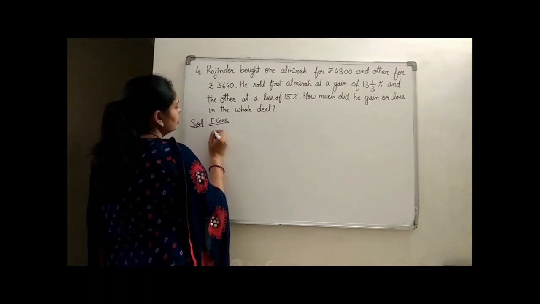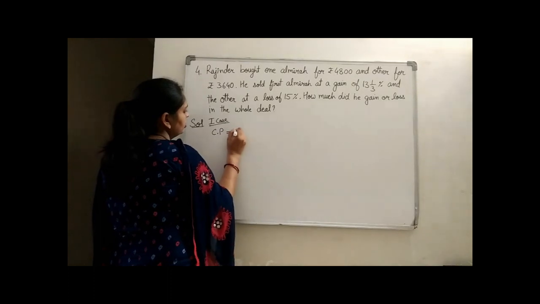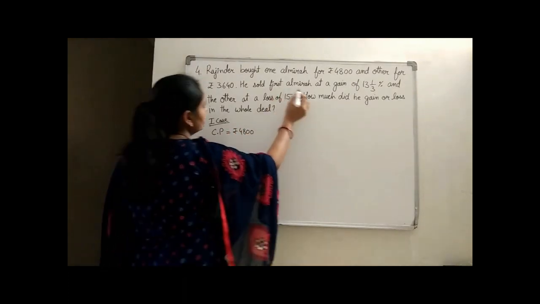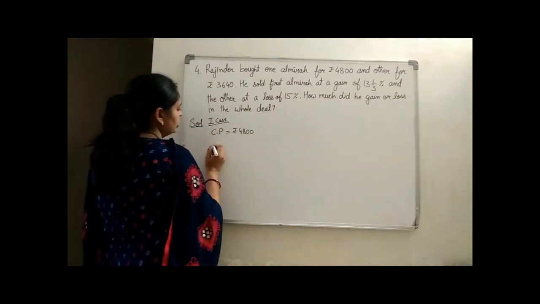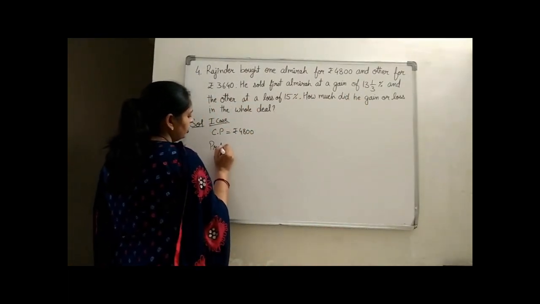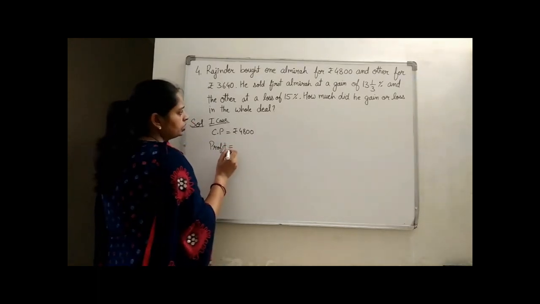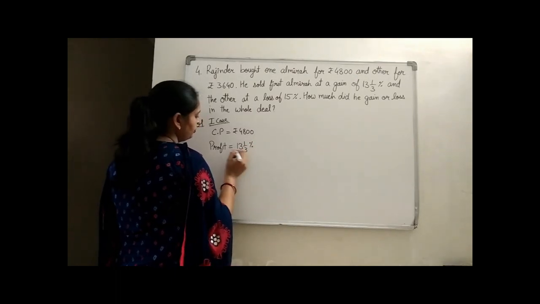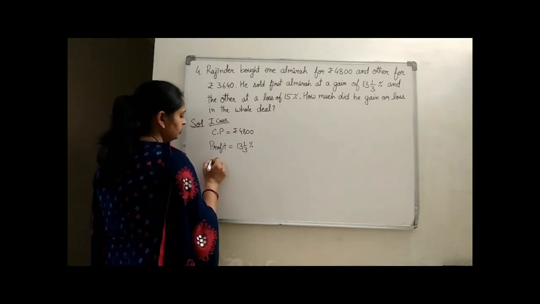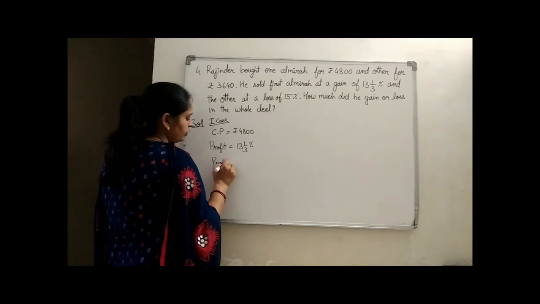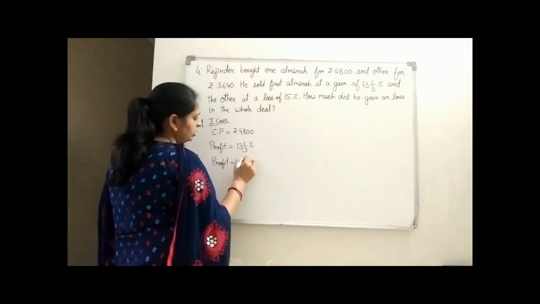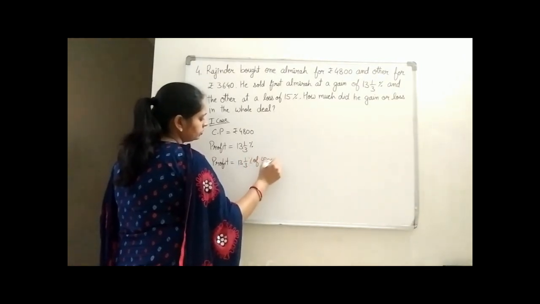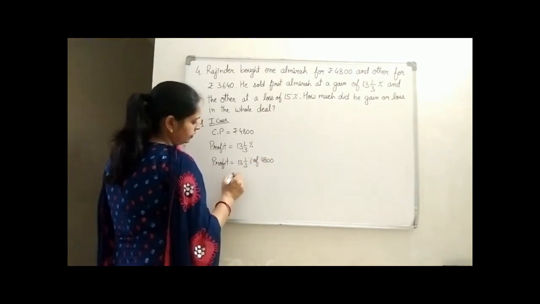In the first case, the cost price is given rupees 4800 and in this case he is getting a profit of 13 1/3%. Profit or gain is the same thing, same terminology. If profit is 13 1/3%, then to calculate the profit amount, profit will be equal to 13 1/3% of 4800. So we can calculate how much is the profit amount.